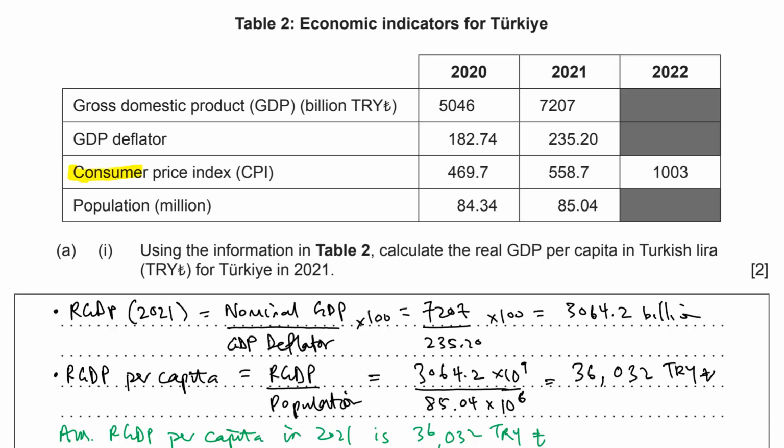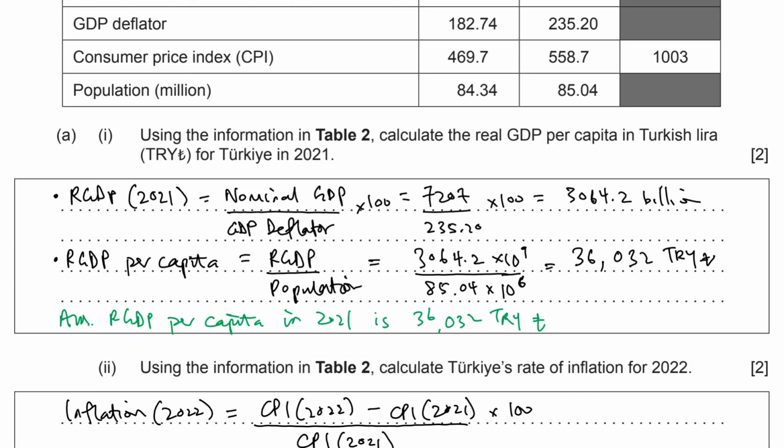So in this third row, we have the CPI, and the CPI in 2021 is 558.7, and the CPI in 2022 is 1,003. So to get the percentage change, we take the 1,003 minus the 558.7, and then we divide it by 558.7 times 100, and that's going to give us the inflation rate. Or you can simply, if you want, take 1,003 and divide it by 558.7. That works to take the ratio of the two things.